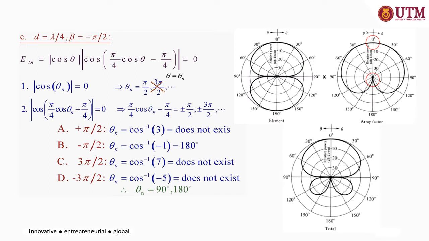For part C, the same steps. Again, you need to consider the element and then plot the element. For the element, the null appears at pi over 2. And for the array factor, it appears at 180 degrees. Then multiply them. Finally, for this particular case, the nulls appear at 90 degrees and 180 degrees.